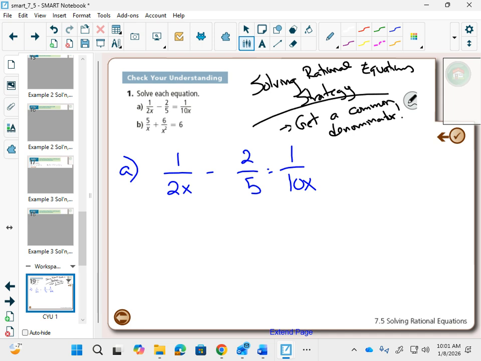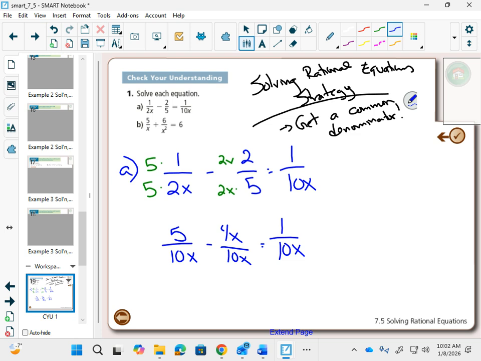So I look at the three terms in my rational equation here. What would the common denominator be? 10x. So the first one is just missing a 5. The second one is missing a 2x. And the third one already has 10x, just missing the 1. So I would have 5 over 10x minus 4x over 10x equals 1 over 10x.